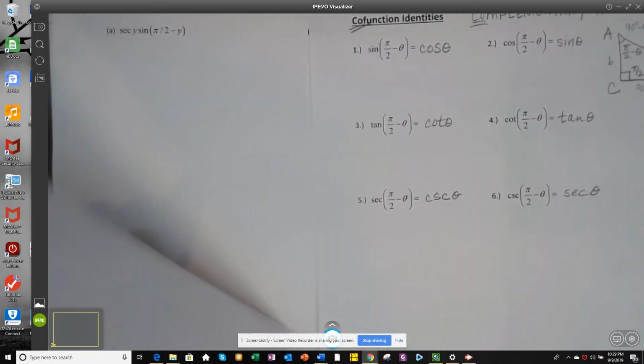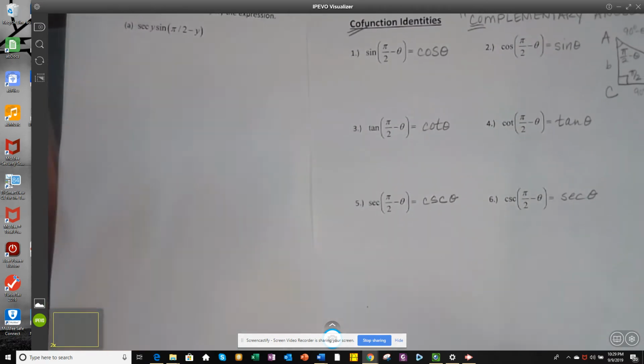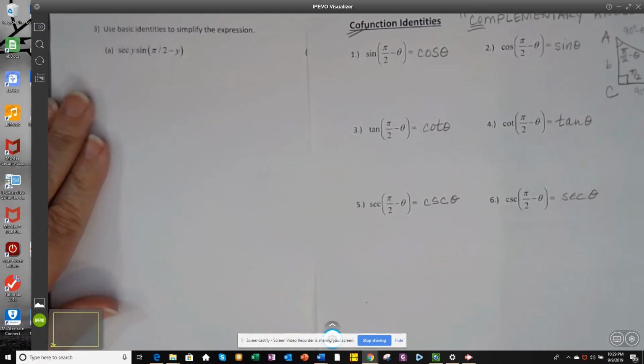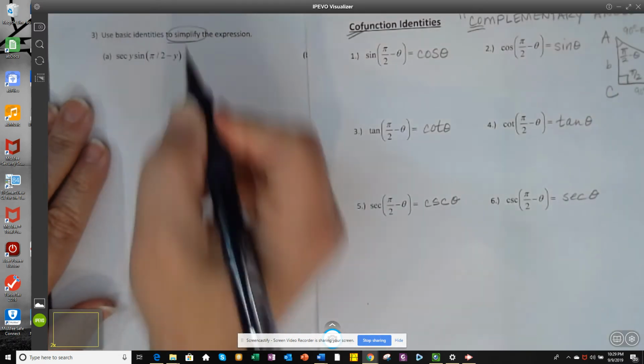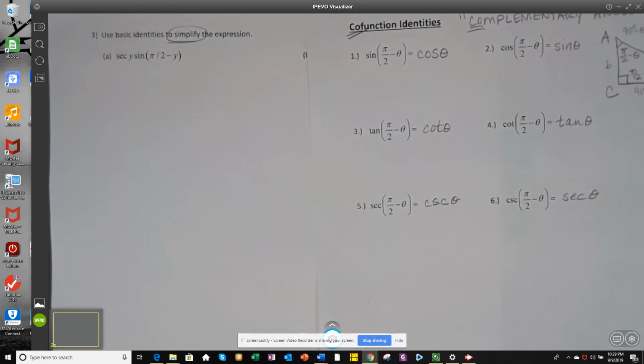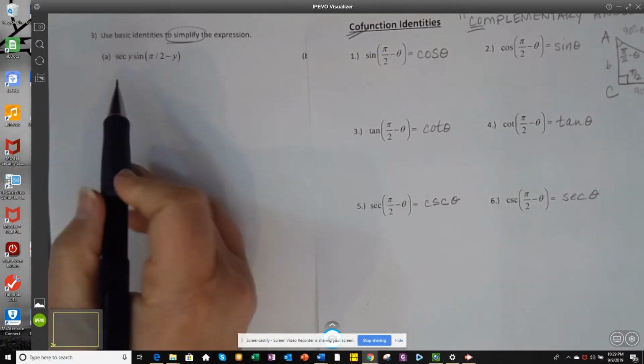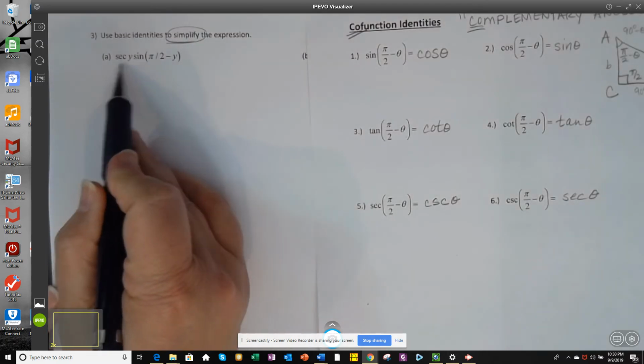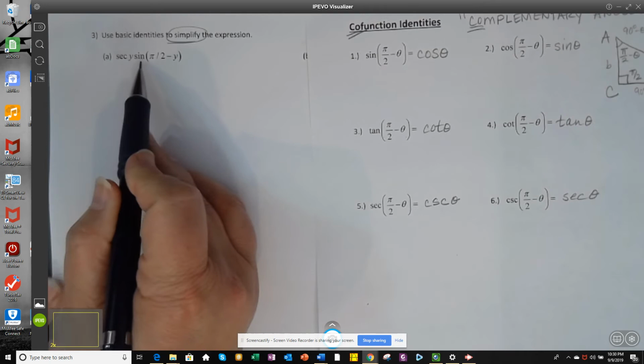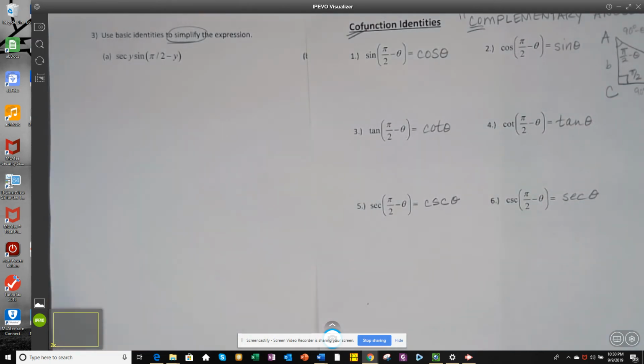All right. So what we're going to do now is use our basic identities to simplify an expression. That means I'm going to make it simpler than what I started with. For example, I am multiplying here by 2 trig functions. It'd be nice if I ended up with something that wasn't multiplication.